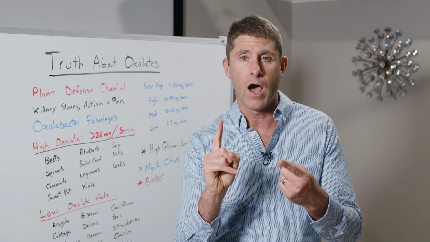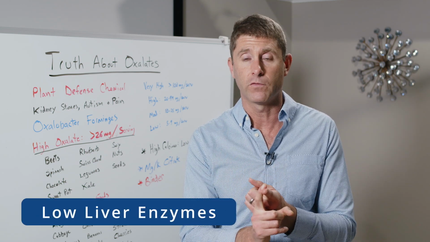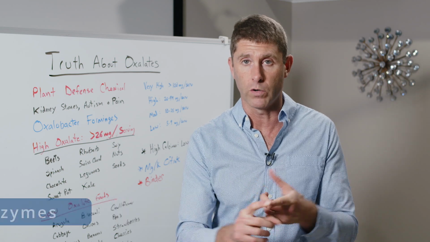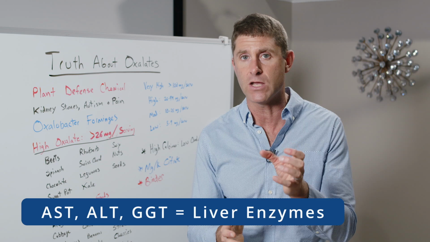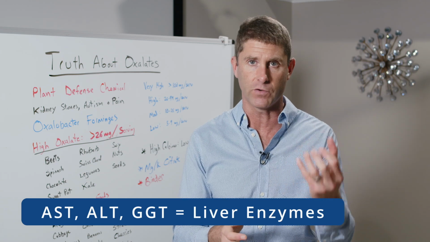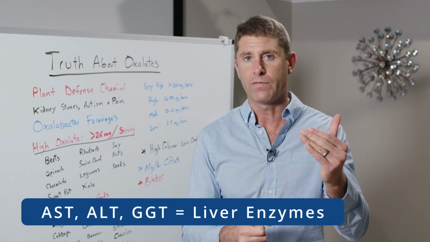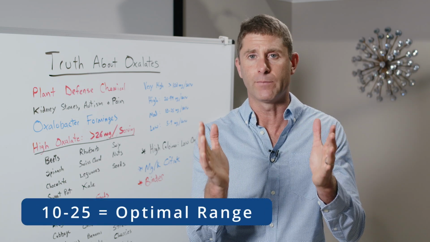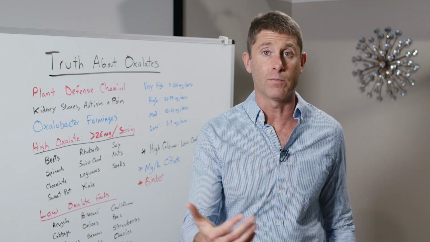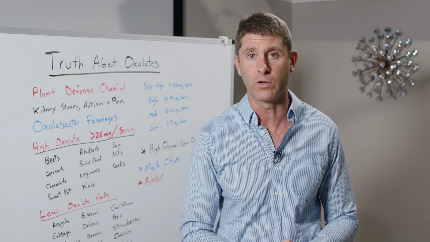One is low liver enzymes. So you need vitamin B6 in order to have optimal liver enzyme production. So if your AST, your ALT, and your GGT, these are your liver enzymes, are under 10, okay, so they should be somewhere between 10 and 25 as the optimal range. If they're under 10, you may have a B6 deficiency. So that's something to look at.